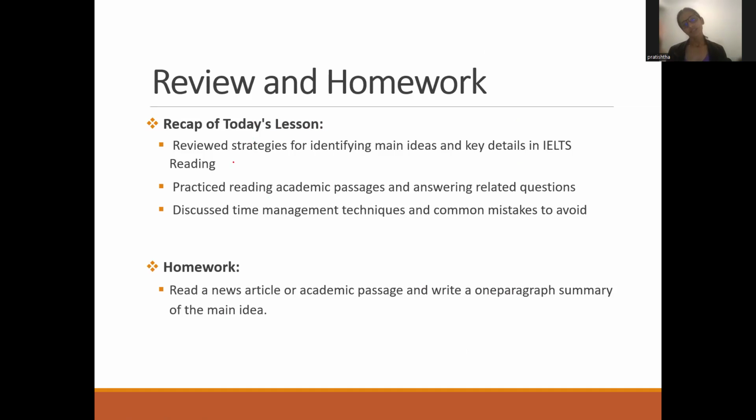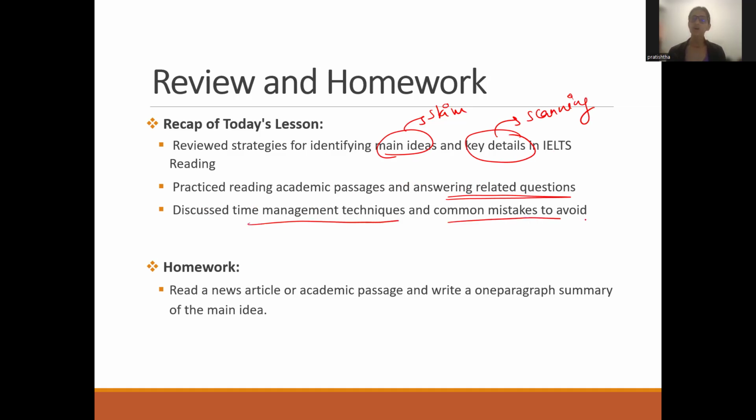The recap of today's lesson is that we reviewed some strategies for identifying main ideas, which we did through skimming, and key details, which we did through scanning. In IELTS, we practice reading academic passages and answering related questions, right? So we went through some academic passages and some related questions as well. We discussed time management techniques and some common mistakes to avoid.